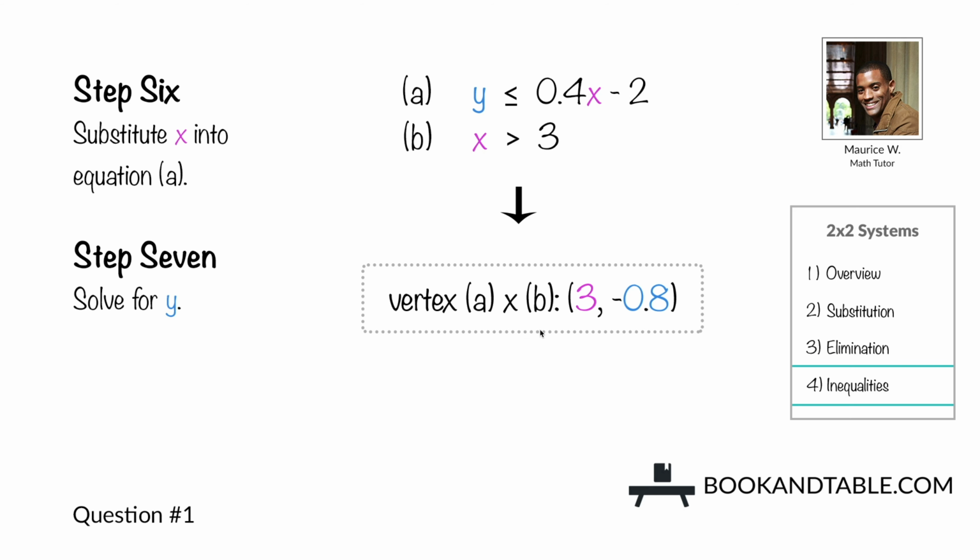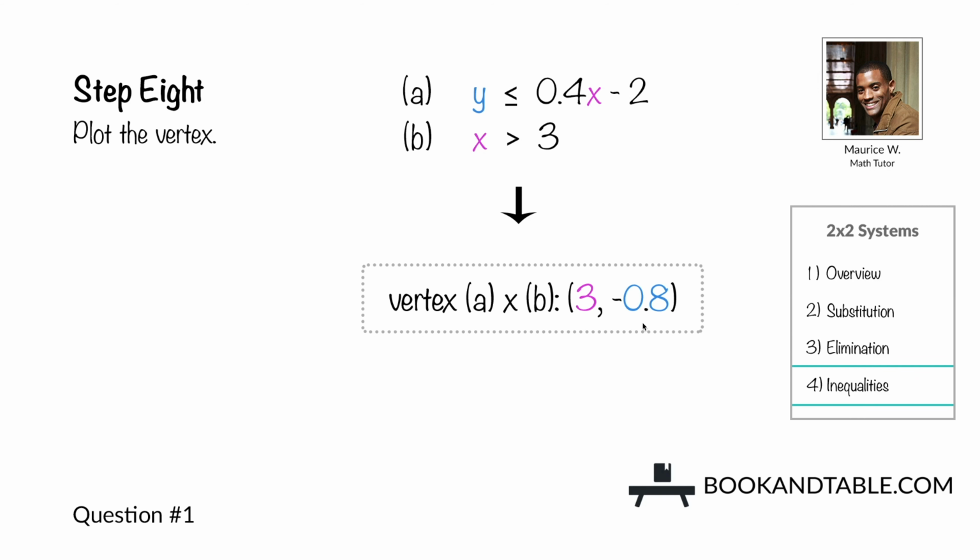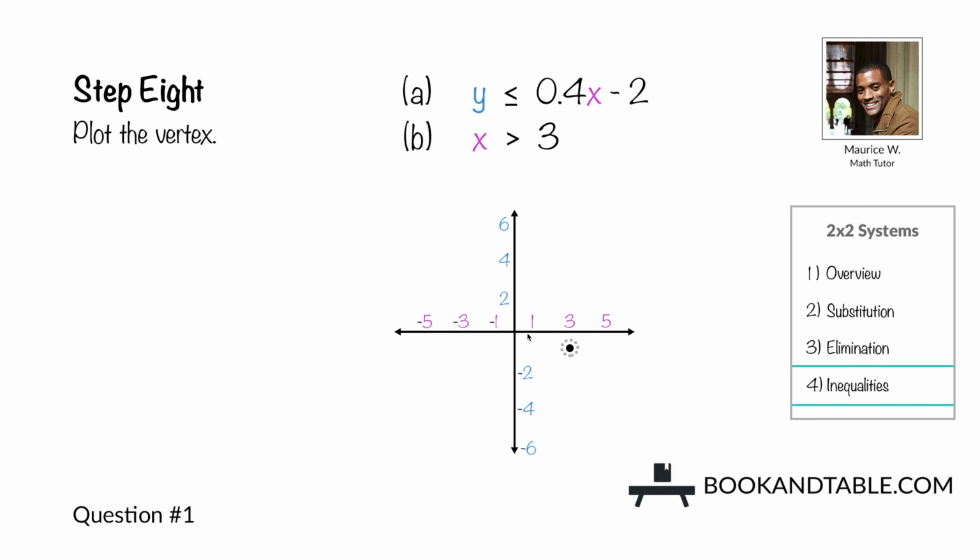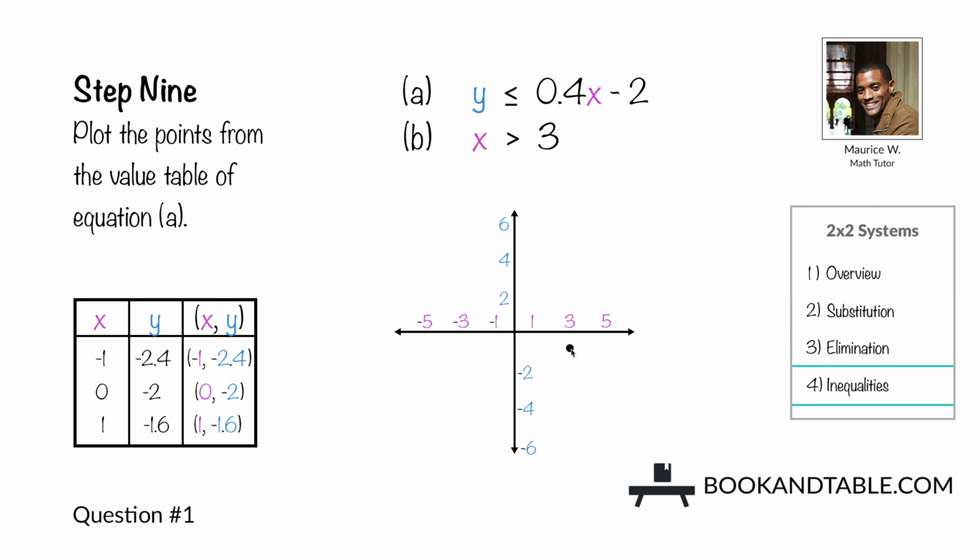So we have the vertex where the two lines cross, and we have value tables for each line, which will allow us to sketch each line. So now, step 8, we want to plot the vertex at 3, -0.8. So we go to 3 along the x-axis and down to -0.8. We plot the point.